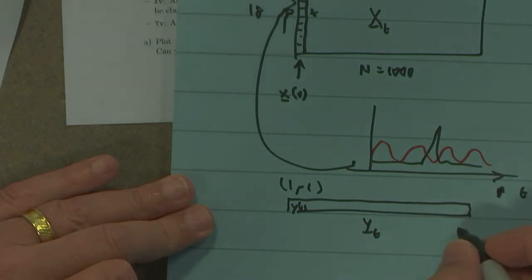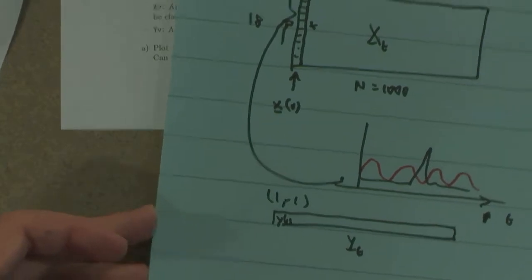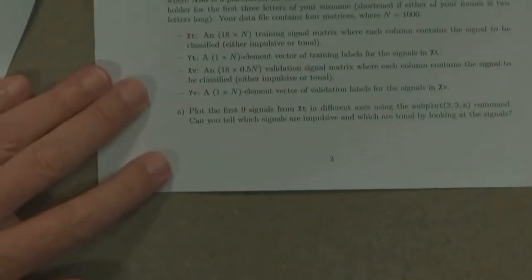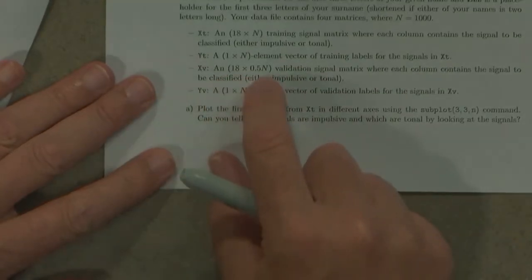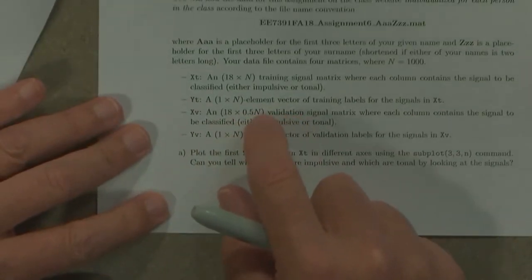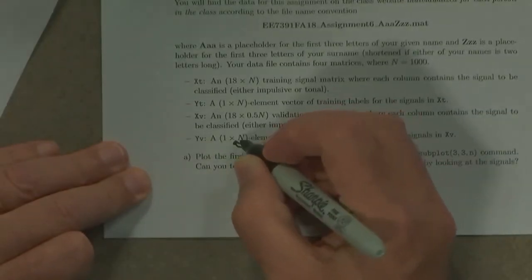And of course, you have 1,000 of those. So that's your classification. Now, what I decided to do is explicitly divide these two things up. So you got your training signal and you got your training labels. And then I have a testing signal, or a testing data set, which is half the length. And I just noticed I need to put in a half there, 0.5n.